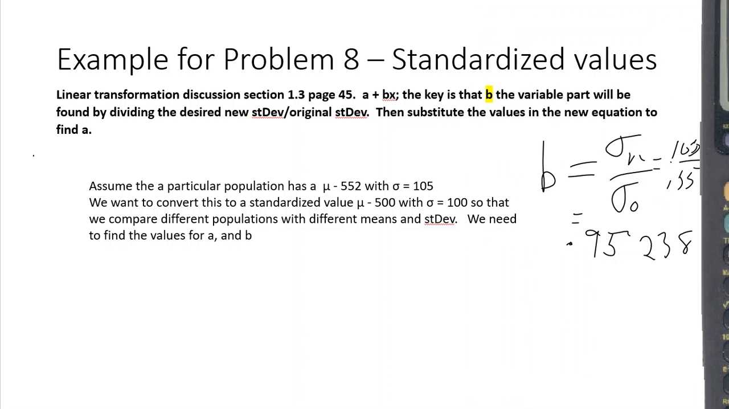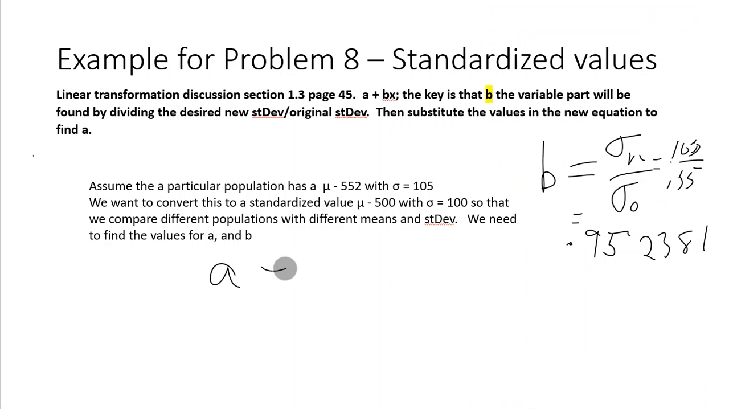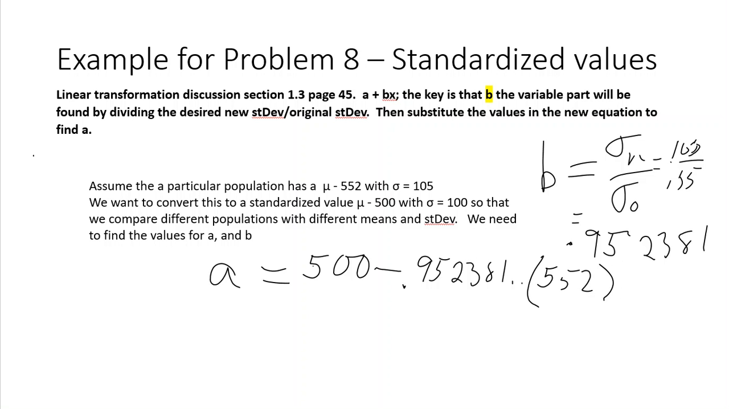A on this hand then is going to be the 500, which is the new value that we want, minus the rate of change, which is B, which is 0.952381, whatever the rest of it is, times the old mu, which is 552. Again, if you round this number and you end up getting an answer for A which is different than the correct answer, that's why you're getting the incorrect answer.